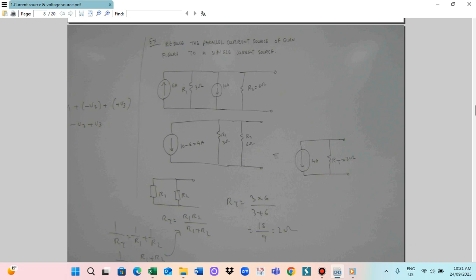This is for resistors connected in parallel. Similarly, R1 is 3 ohm and R2 is 6 ohm, so you can calculate RT: 3 multiplied by 6 divided by 3 plus 6. So 18 divided by 9 is 2 ohm. Because of this, you can represent the total equivalent current as 4 ampere going downward, and the total RT is 2 ohm. So this is the equivalent circuit.